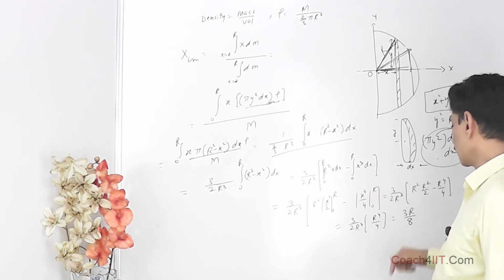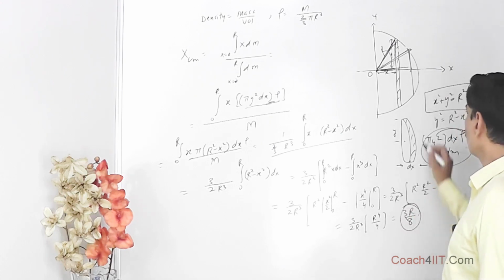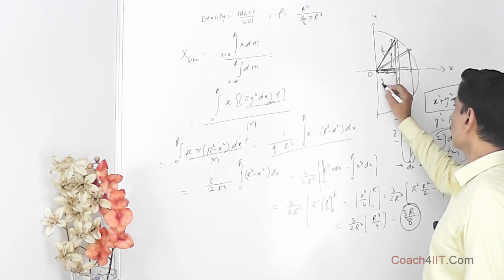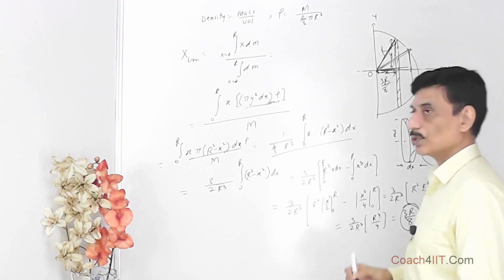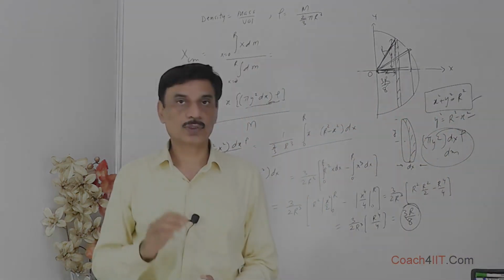Now when you solve it, this comes to 3r by 8. So from here it is 3r by 8. xcm is at a distance of 3r by 8 for a solid hemisphere.